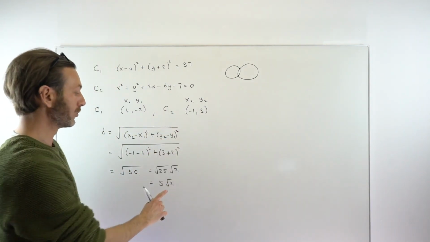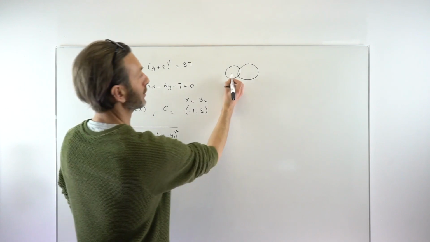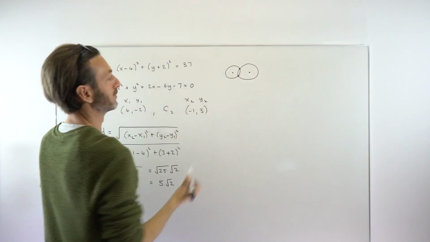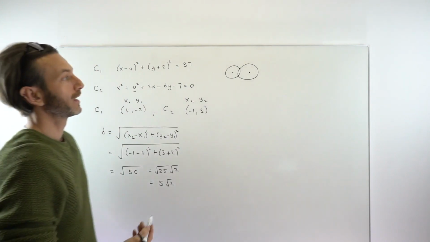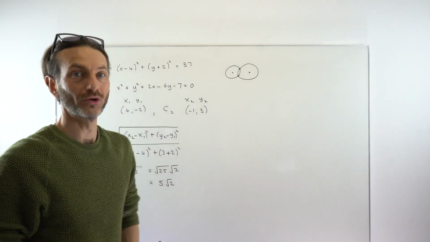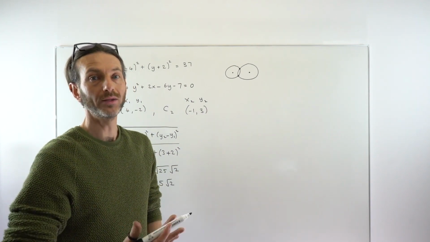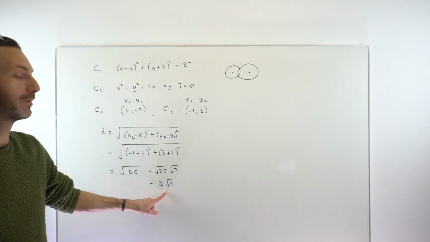But they're kind of guiding us through because they've made us work out the distance between the two center points like this. So that distance there has come out to be 5 root 2. The way we're going to show that there's 2 points of intersection is to work out the radii, so the radius of each circle, add those together and then compare it to this number here.